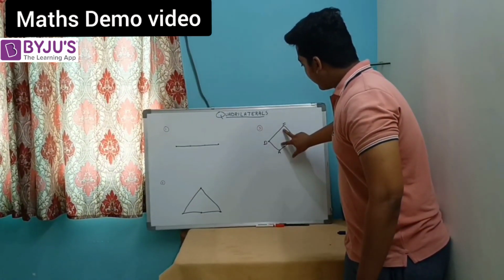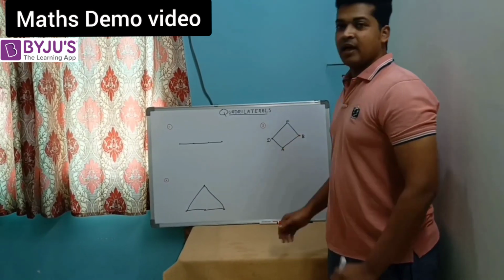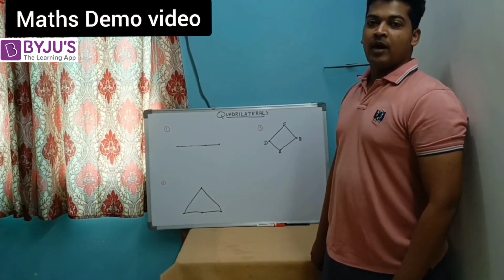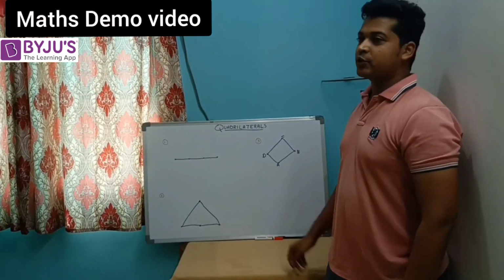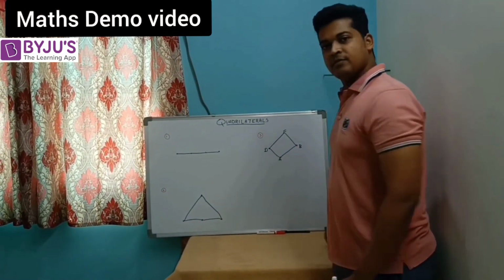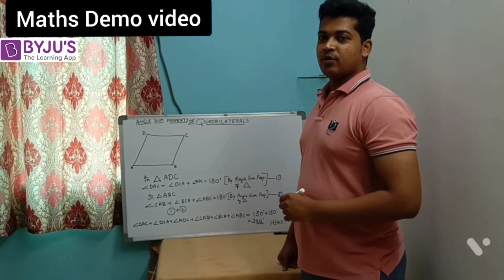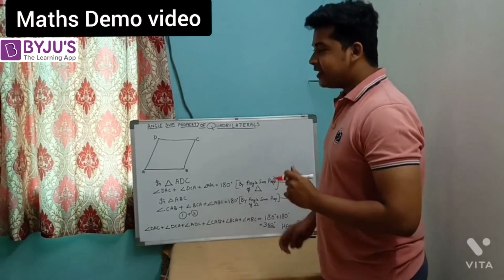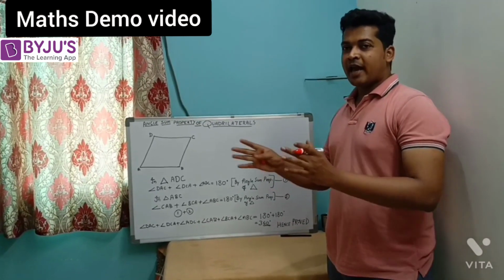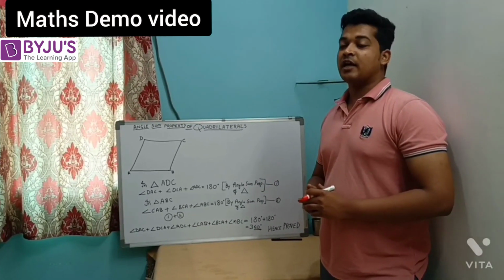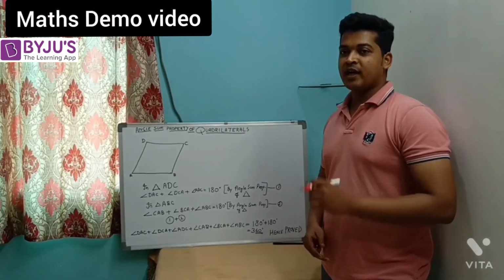When 2 pairs of points and 2 pairs of sides are joined together to form a 2-dimensional closed figure, it's called a quadrilateral. Let's discuss the angle sum property of quadrilateral. It says when we add all the angles of a quadrilateral, it gives us 360 degrees. And how can we prove it?